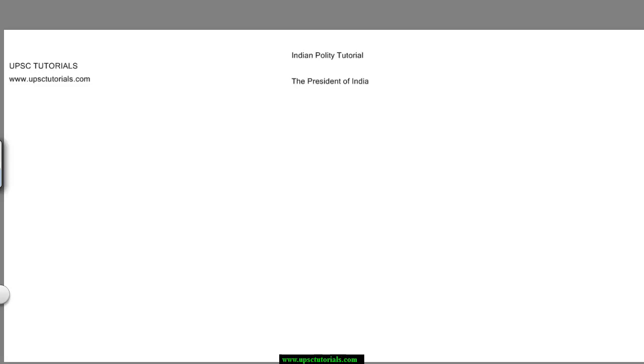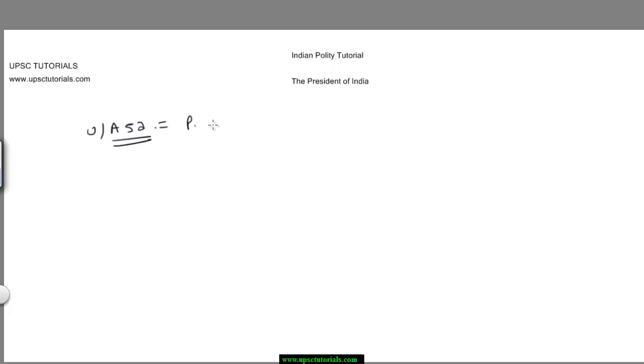Okay, so we start with the President of India. The office of the President of India is the creation of the Indian Constitution. Article 52 creates the President of India with all the executive powers of the Union vested in him, and he has a vital role to play in other wings of the government as well. Okay, so the first article which has to be remembered is Article 52. Under Article 52, the President of India has all the executive powers of the Union.